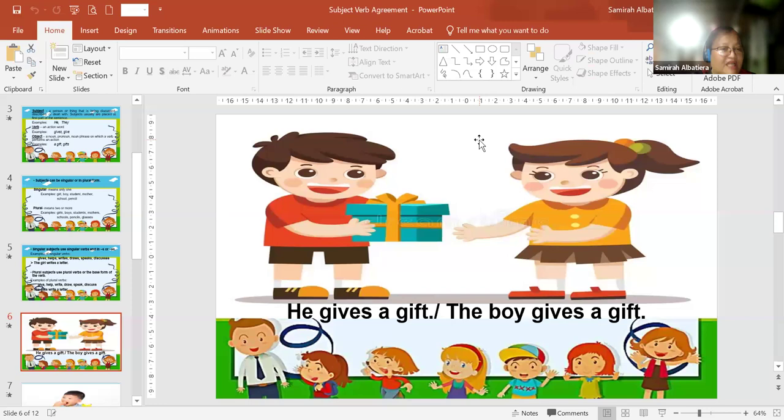Okay, it is just the same. The boy gives a gift or he gives a gift. The boy, we are talking about a specific one. For example, that boy is Mark. Mark gives a gift. Or you can replace Mark with the pronoun he. We can also say he gives a gift.